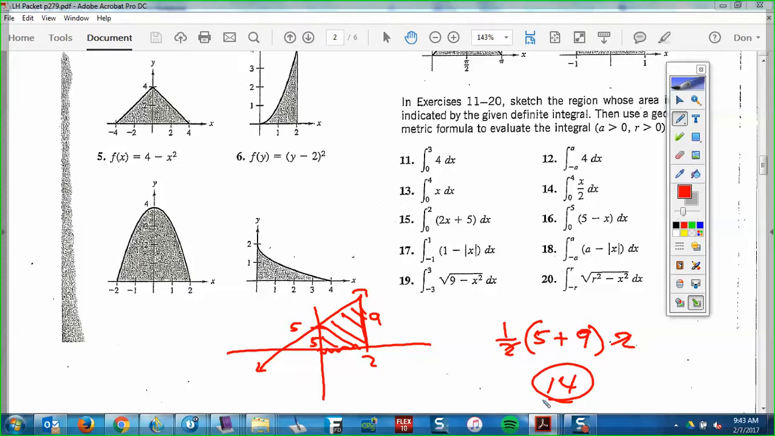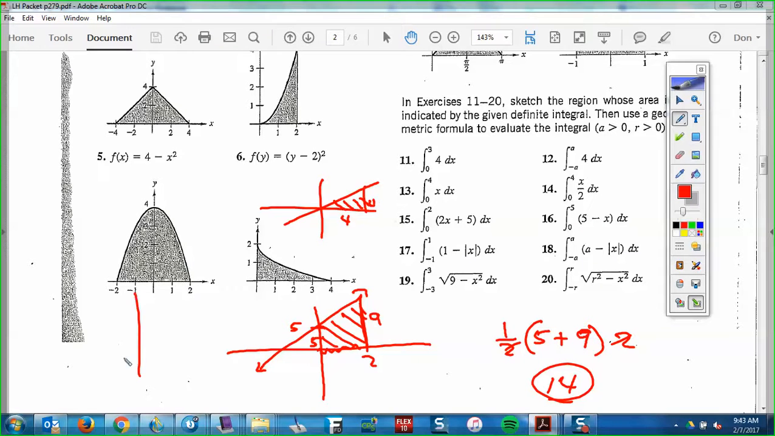What's the answer to 13? The answer was 8. Because that would just be y equals x. It would be a 4 by 4 triangle. So 4 times 4 is 16. Half of that is 8. Right?